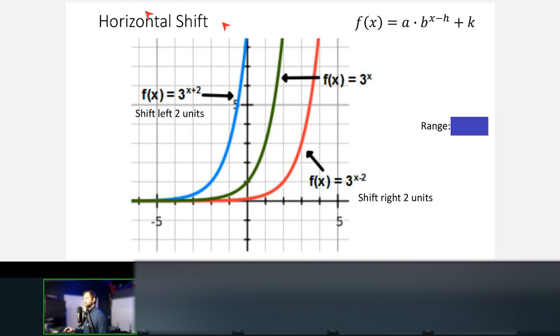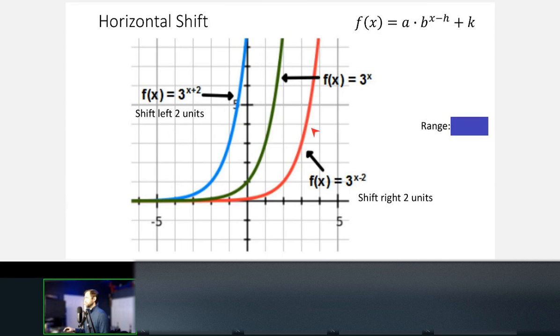Horizontal shifts. So we got our parent function, y equals 3 to the x power. This blue graph here is f of x equals 3 raised to the x plus 2. Remember, this is always opposite. Now, because this is x plus 2, this tells us we take this original parent function and we just shift it left 2 units. So we'll use this y-intercept, easy to see. 0, 1, we shift to the left 1, 2 units. Shifted left 2 units. That's what this does.